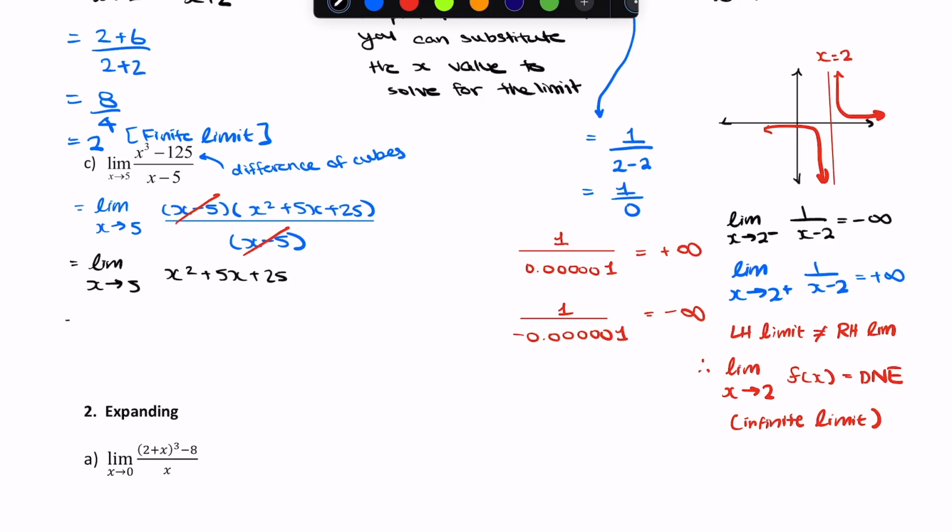And we can sub in the value of 5 here. That gives us 5 squared plus 5 times 5 plus 25, which here will give us an answer of 75. And that is still considered a finite limit because it gives us a direct value.